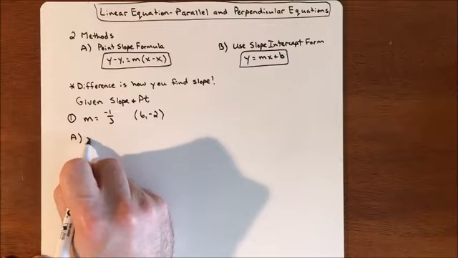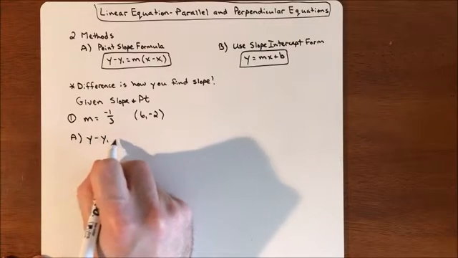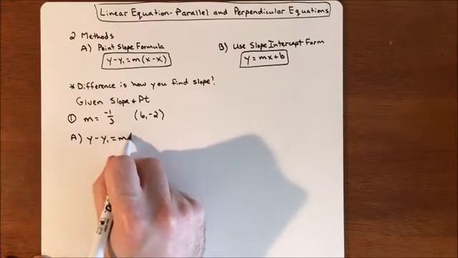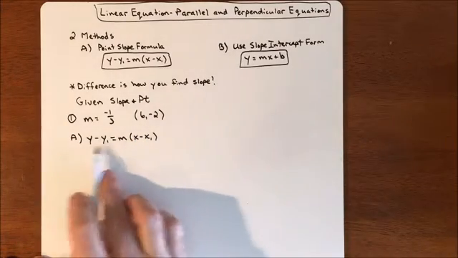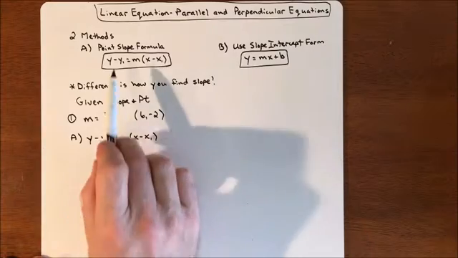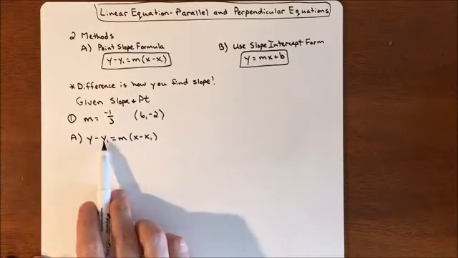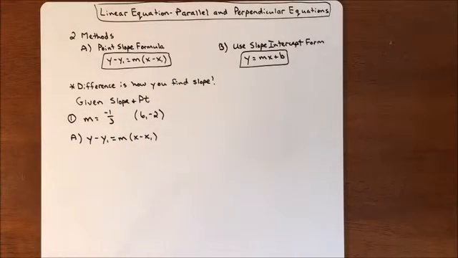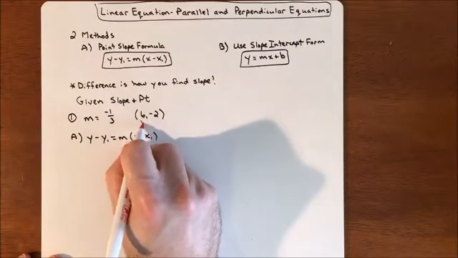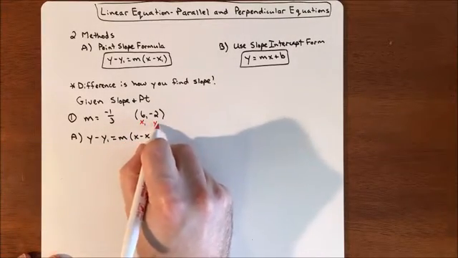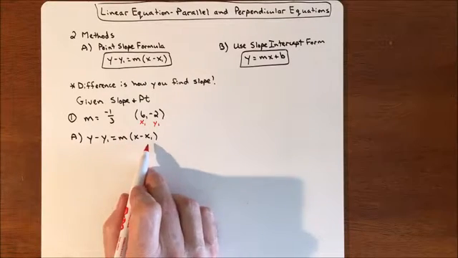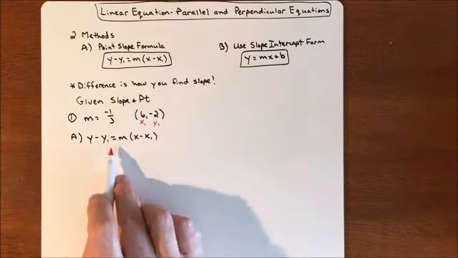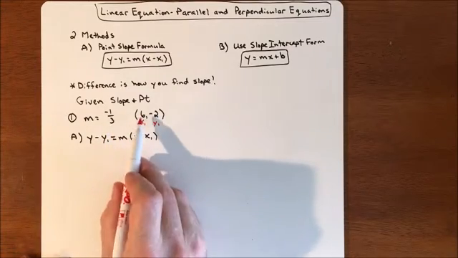First one is we are going to use y minus y1 equals m times x minus x1. The problem with this method is you have to remember the formula. The formula needs a point. That's what this x1 and this y1 represent. So this is the x1, this is the y1, and you need a slope. If you have a slope and a point, then you can definitely use this method.